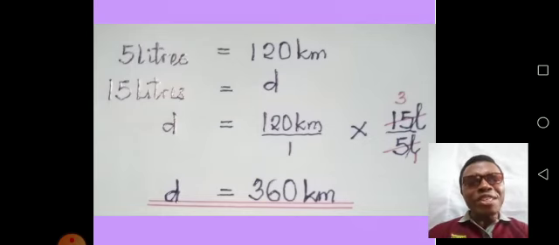Of course, if you just have 5 liters in your car and you go 120 kilometers, if you increase the number of liters in your car, then you can go a longer distance, and that will give you 360 kilometers. So more fuel, more distance that can be covered.